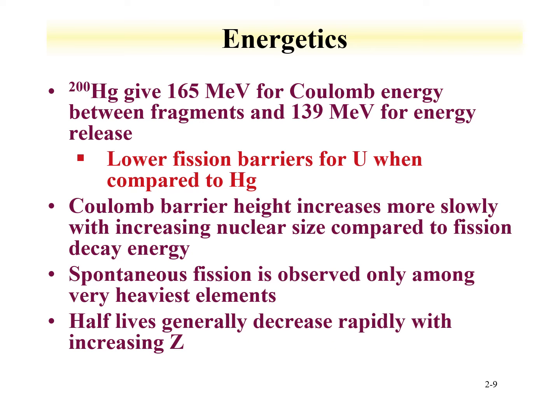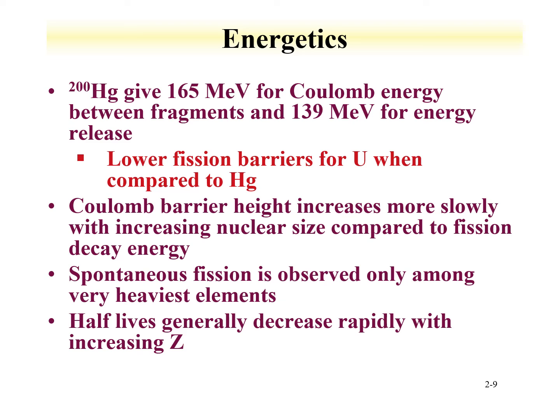As an example, at 200 mercury has a Coulomb barrier of about 165 MeV between selected fission fragments, while the fission energy is around 140 MeV. So obviously, the fission energy is less than the Coulomb barrier. Mercury-200 is not expected to fission. The fission barrier is lower for uranium when compared to the mercury, so fission occurs at this point.